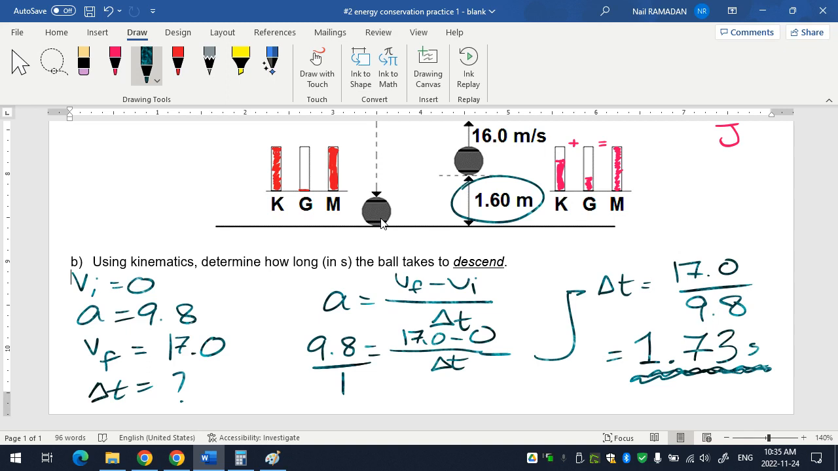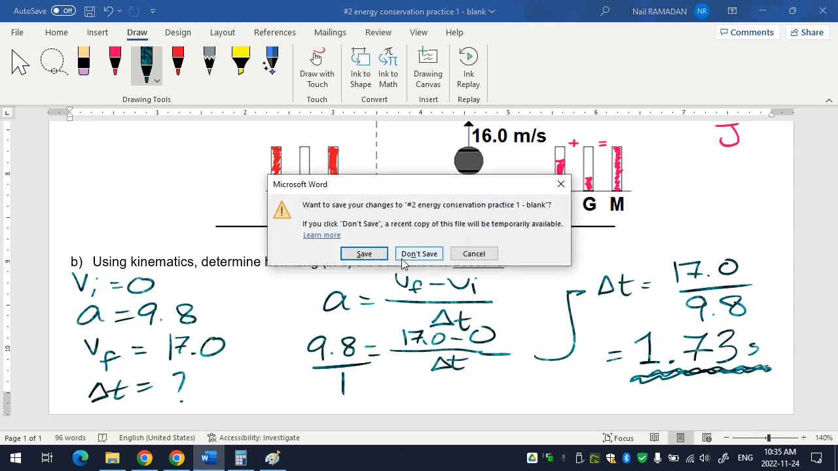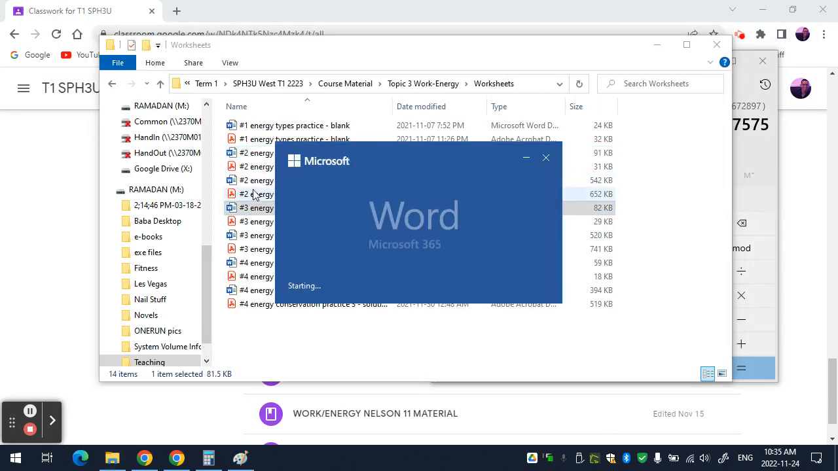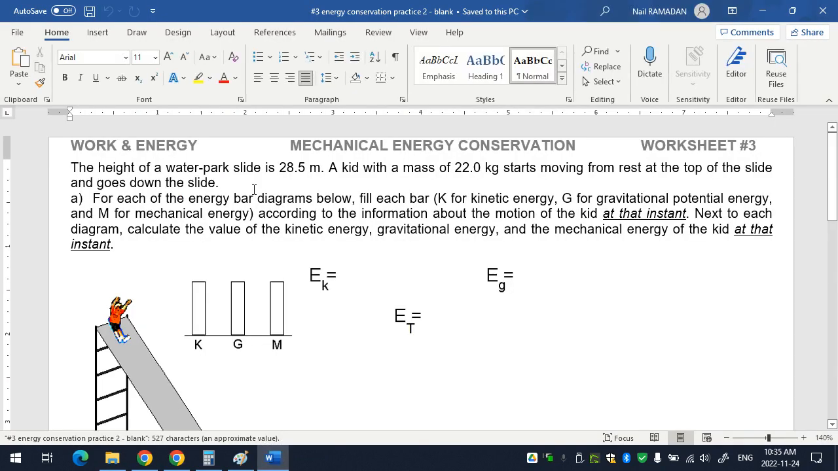Okay, so let's do the second one. Come on, give it a quick read. Number 2. Okay, so Baha, would you do the honors? The height of the waterfront slide is 28.5 meters. A kid with a mass of 22 kilograms starts at rest on top of the slide and goes down the slide. Good.